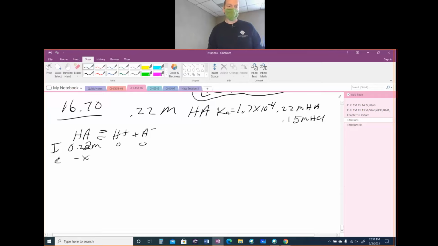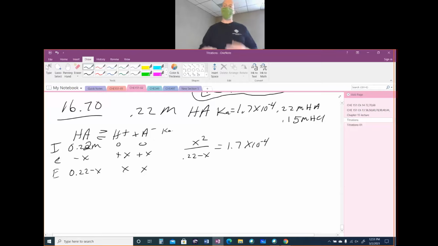So change: minus x, plus x, equilibrium. You have your 0.22 minus x, you have x, you have x. All right, so you have your x squared over 0.22 minus x is equal to the Ka, 1.7 times 10 to the minus 4. So again, be aware of the reaction that you're writing. This is the Ka, and so it's equal to the Ka.